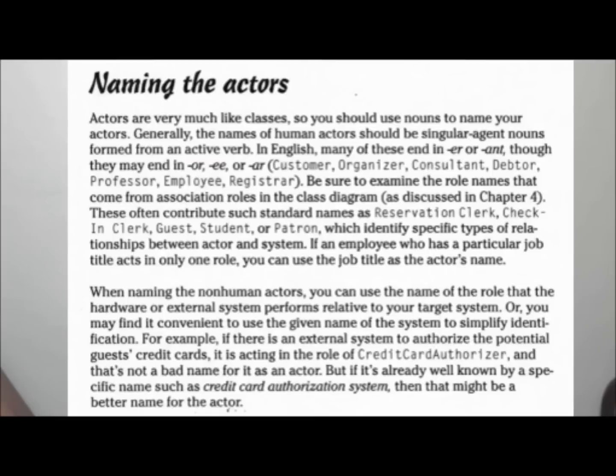Then, as it says here, when you're naming non-human actors, use the name of the role that the hardware or external system performs. So remember, if there's an external system to organize the potential guest credit cards, what it's doing is credit card authorization. So call the actor credit card authorizer. And again, this just takes a little bit of practice, but it gets down to the task that's being performed by the actor. We want to label that actor using the task that's being performed.